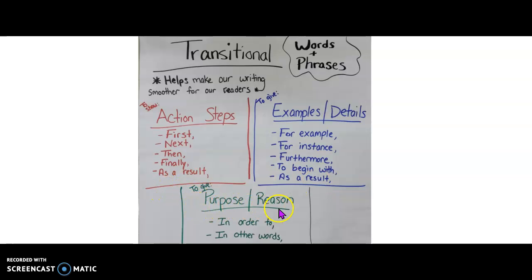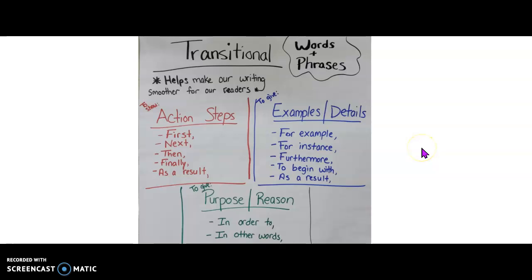If you're giving purpose or reason, you would say in order to, like in order to help you better understand, or in other words, if you're trying to explain what a word means. So notice all of my transitional words and phrases. What do they have after them? Every single one of them.